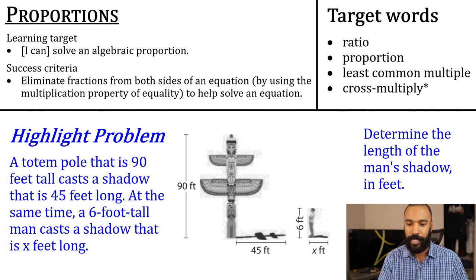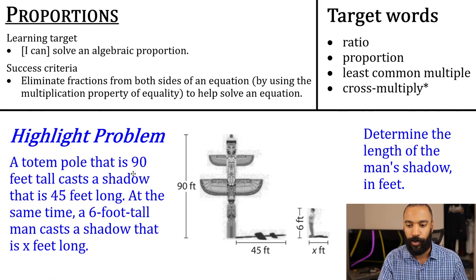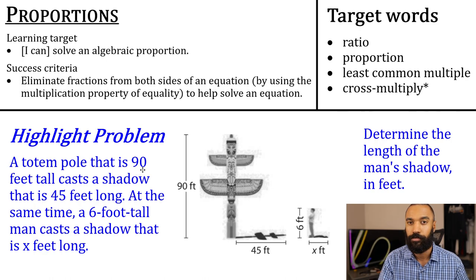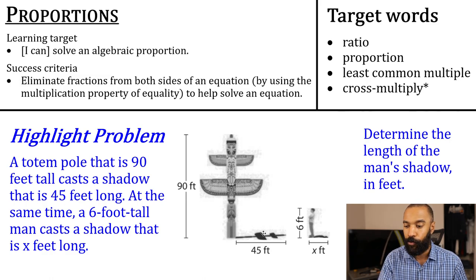You have a totem pole right here. It's going to be 90 feet tall, whatever, it doesn't really look 90 feet tall, but whatever. A big 90-foot tall totem pole that casts a shadow, by the sun. The shadow is 45 feet long, so the 90-foot tall pole has a 45-foot long shadow.